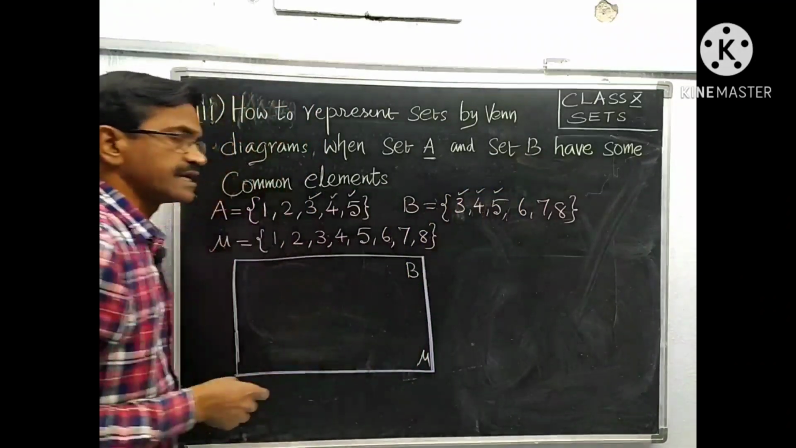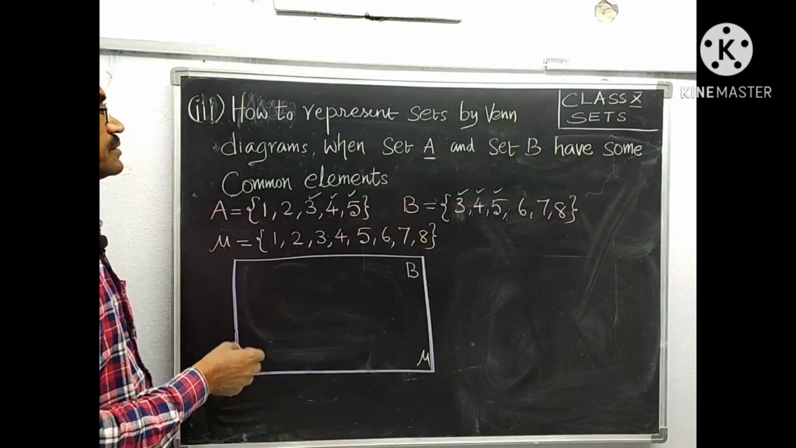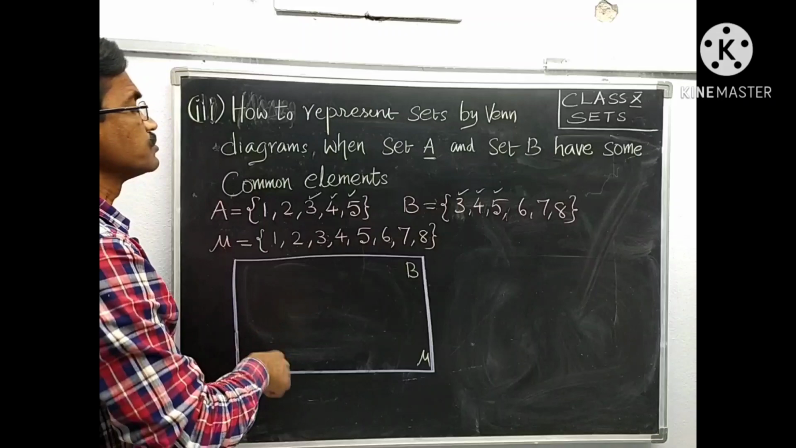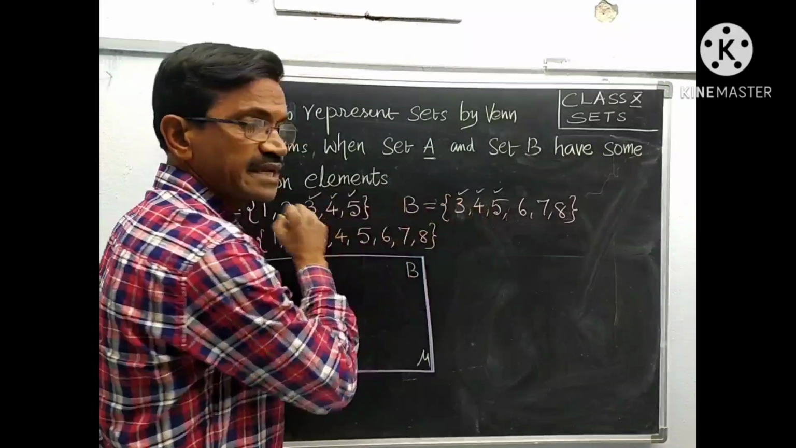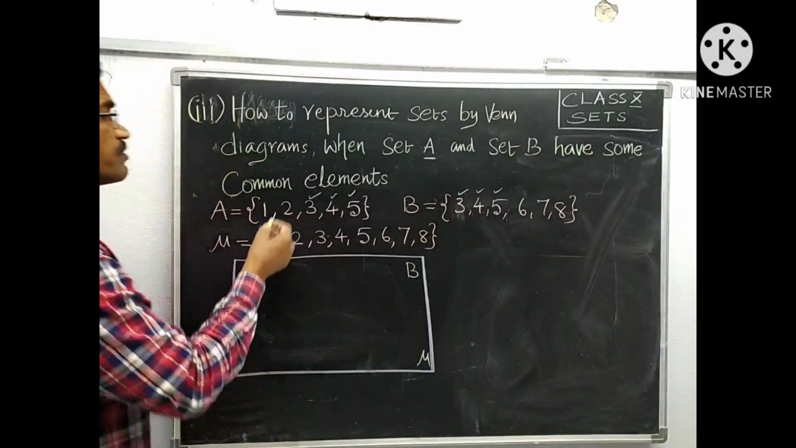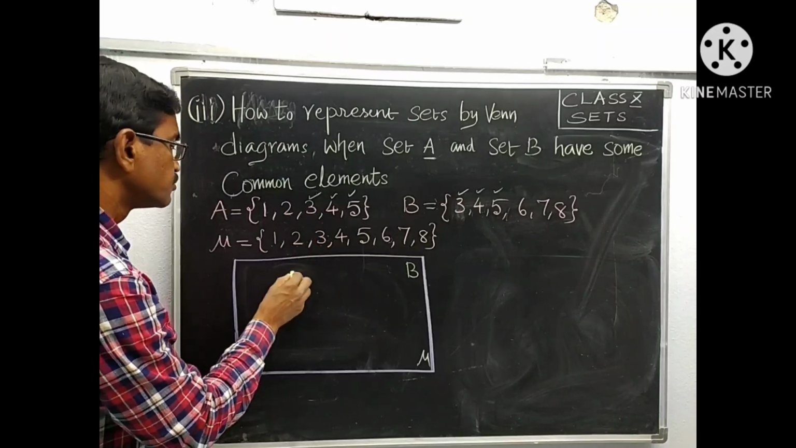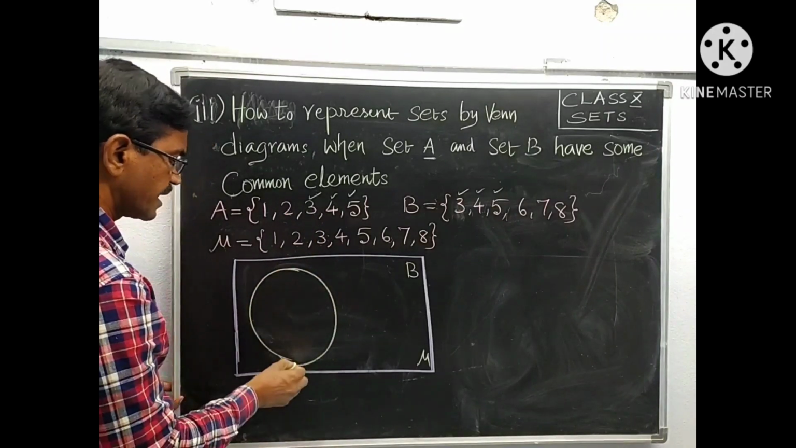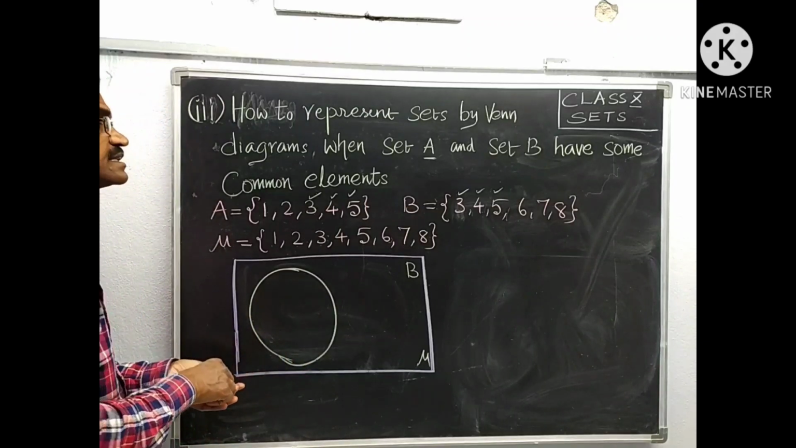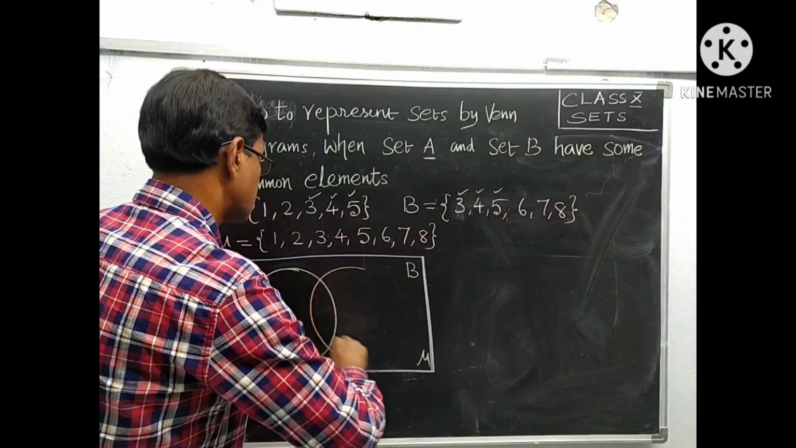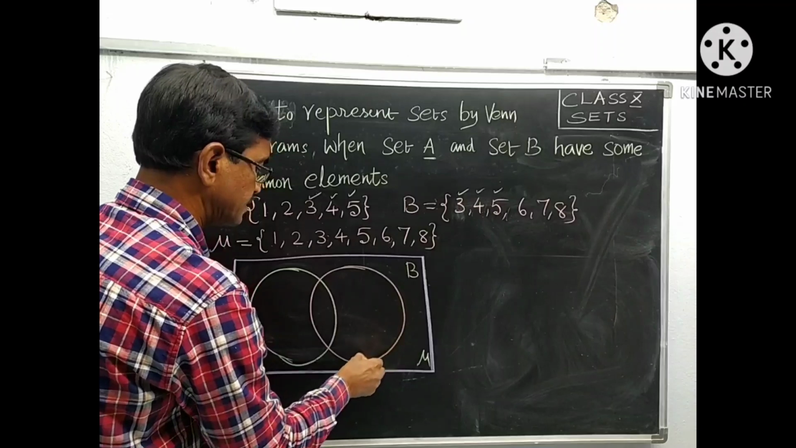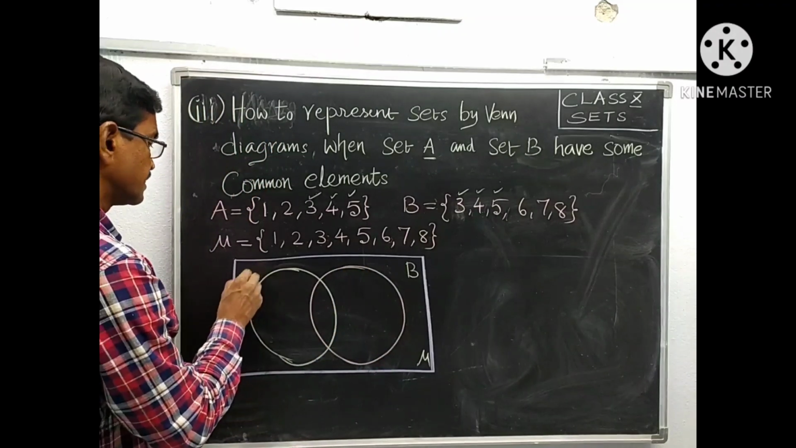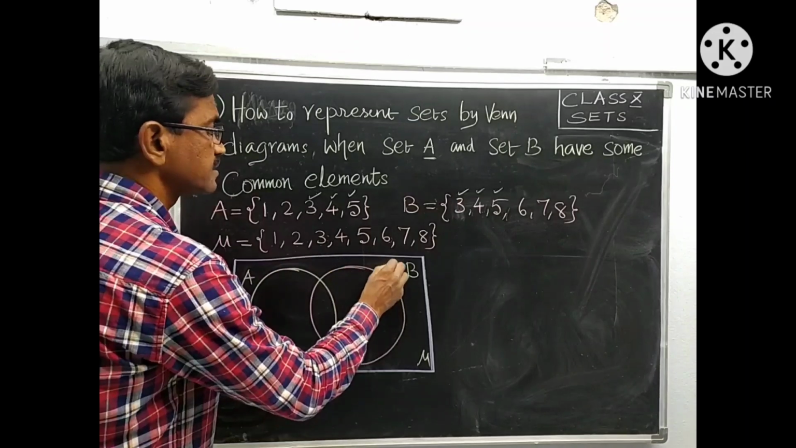In this case, how to draw the Venn diagrams to show the relationship between A and B? We have to draw two intersecting sets, because they have some common elements. Two intersecting sets like this, they should intersect. This is A and this is B.